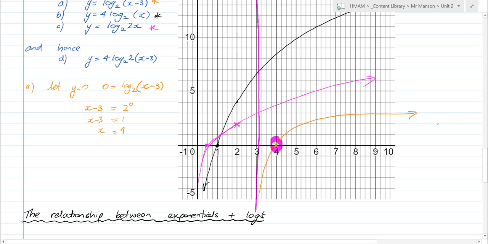And if I find any extra points, I'm going to mark them on there, and I'm going to note what they are. (2, 2) works. And (a half, 0) works. So I've got those points on there. So get the x-intercepts, get your asymptote right, get your y-intercept if it exists, and then if you need some other points, get those other points.